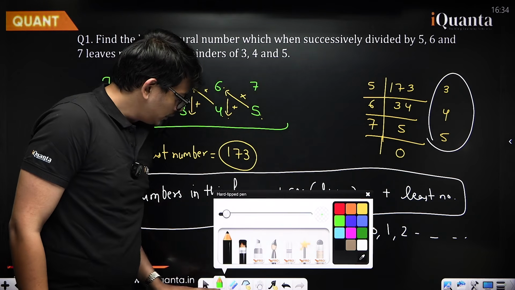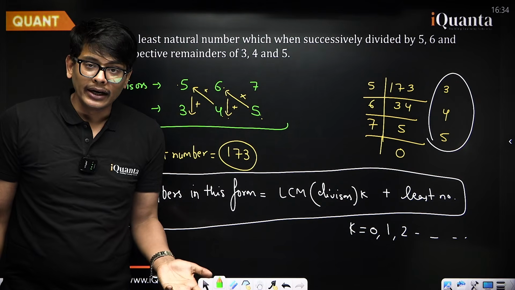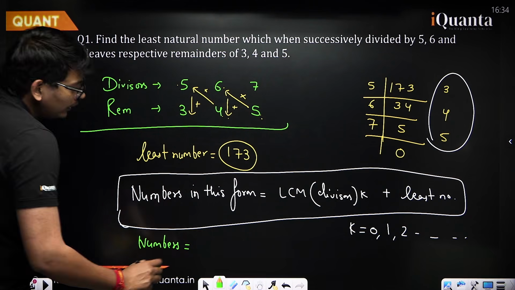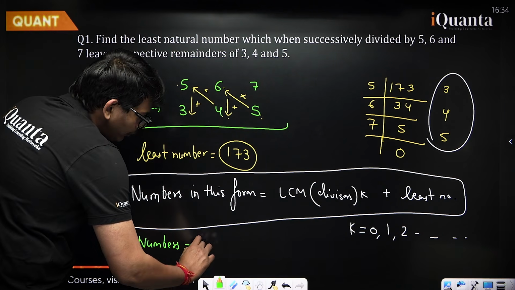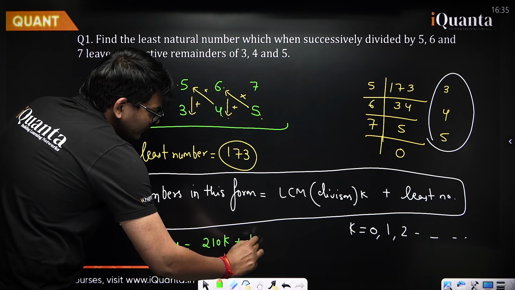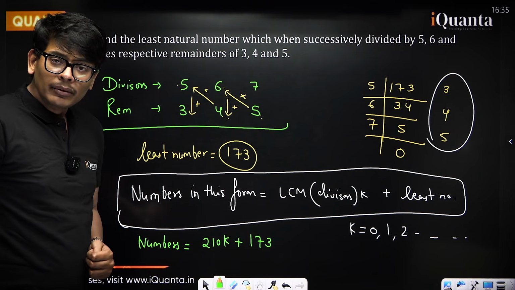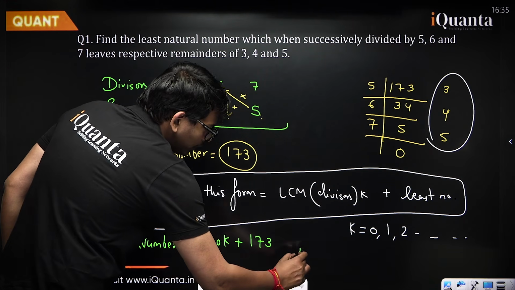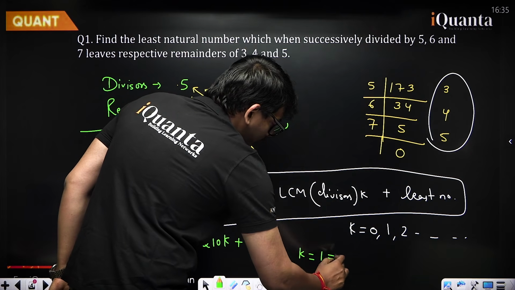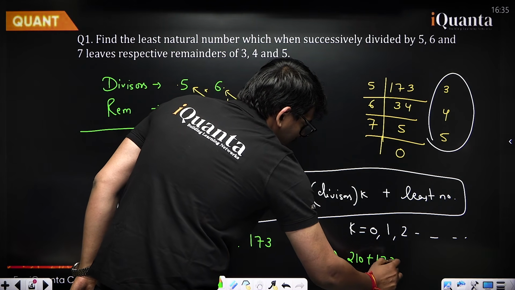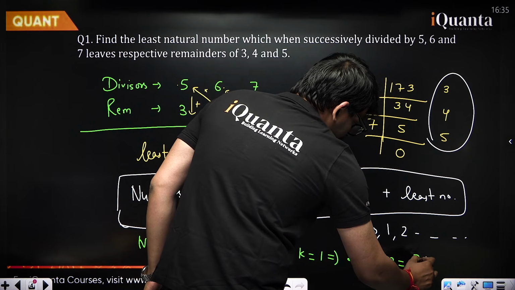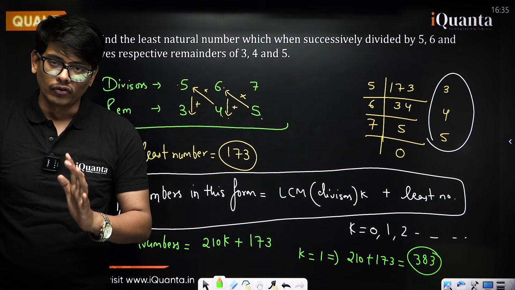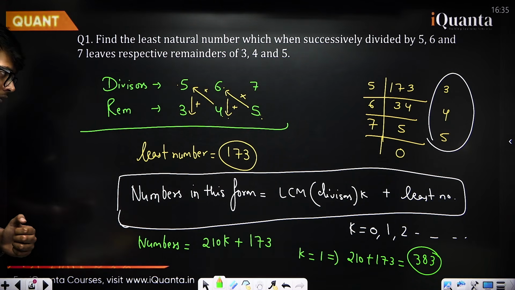So, in this particular question, if you have to find out the second number, you will say the numbers will be of the form LCM of these, so 210k plus 173. The least number will be when k is equal to 0. That's the first number, right? For the second number, you will put k as 1. So the answer will be 210 plus 173, that is 383. This will be your second number. In this way, you can find out the third, fourth and so on and so forth, right? So this is a shortcut as well as the concept.